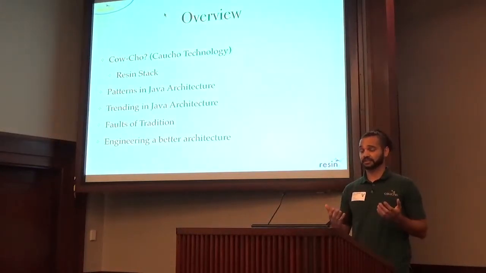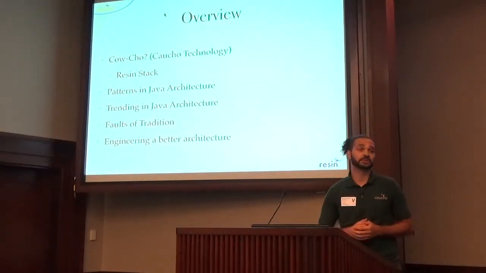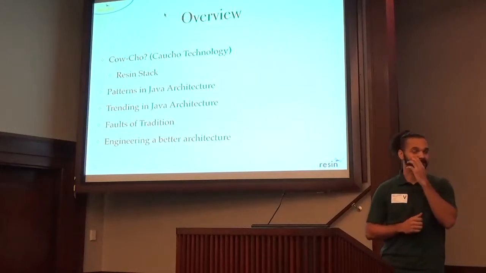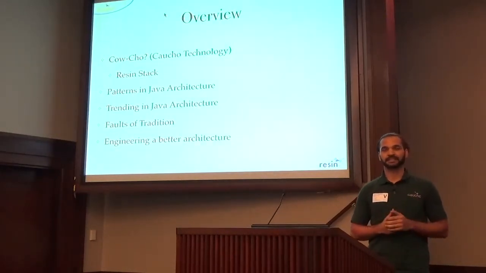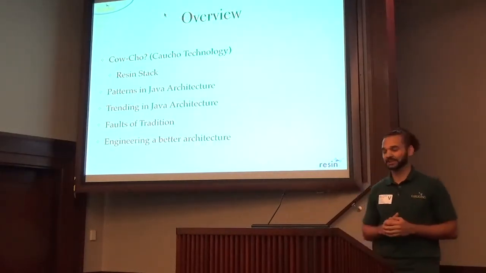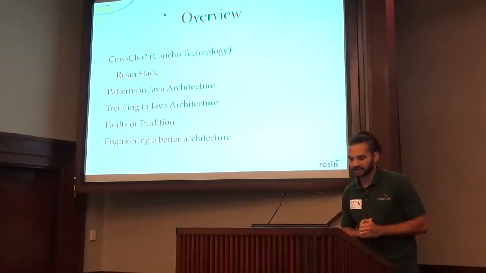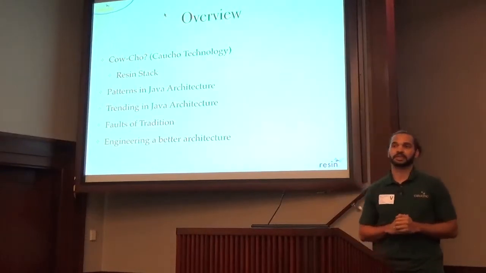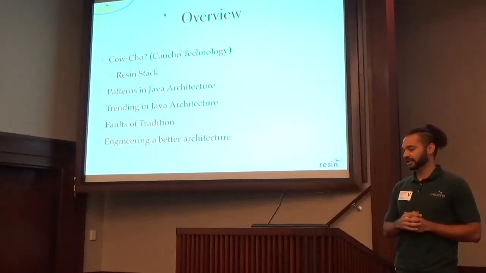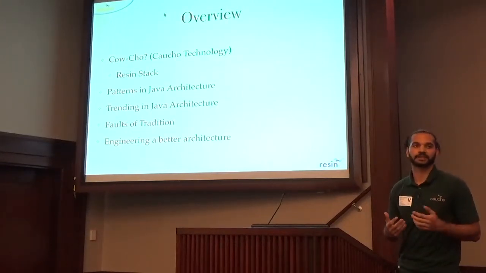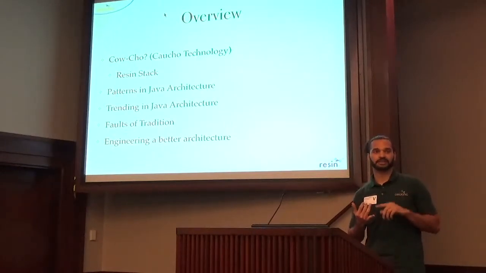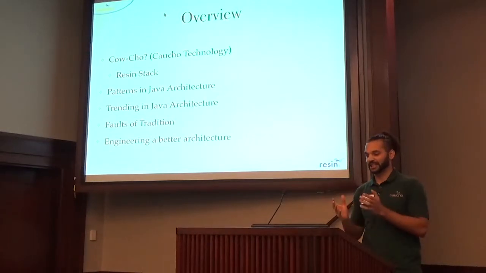We'll go through some patterns in Java architecture, some of the new trending Java architecture patterns that have seemingly popped up, I guess you could say, at the start of 2016 and 2017. They kind of had their do or die moments. Look at some of the faults in the traditional Java architecture that's out there, and look forward at engineering a better underlying architecture. And just the precursor, I won't be talking about protocols, and I also won't be talking about packages. So those will be topics for another talk.